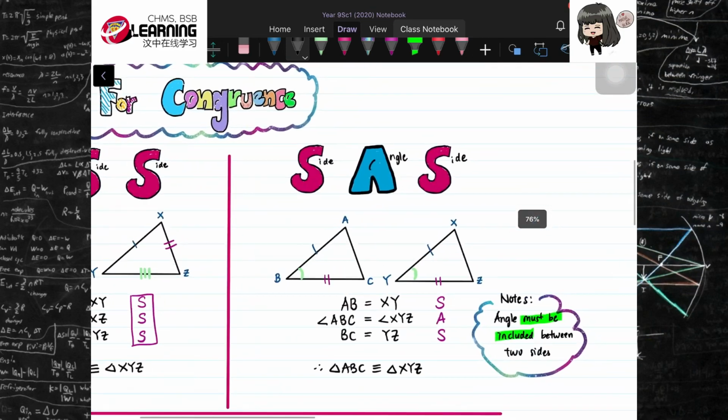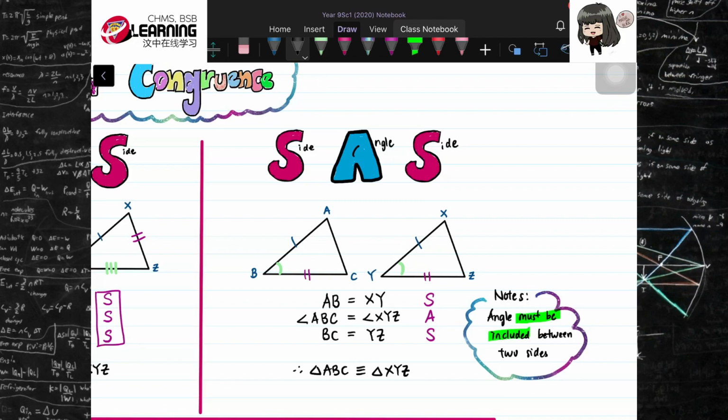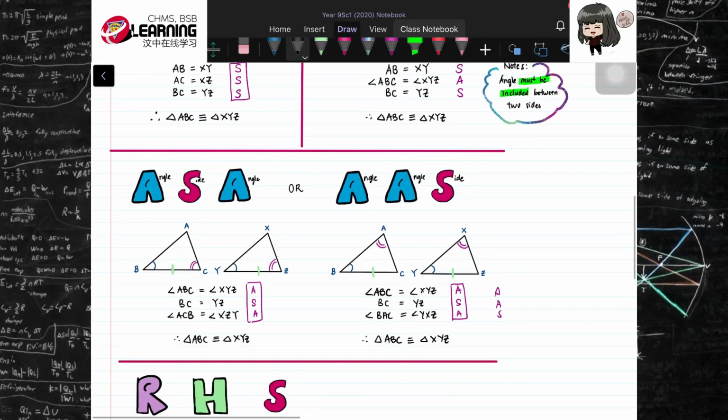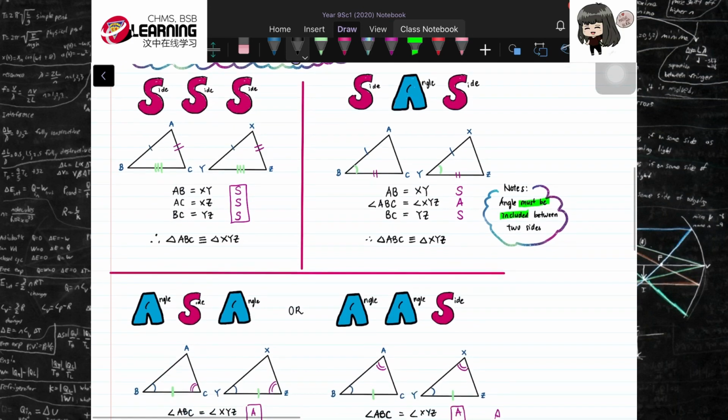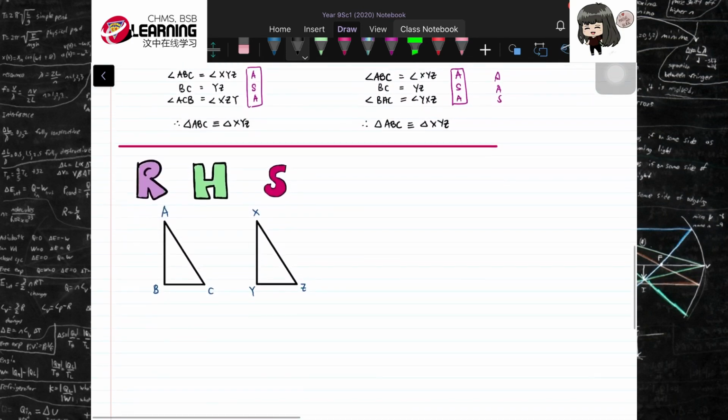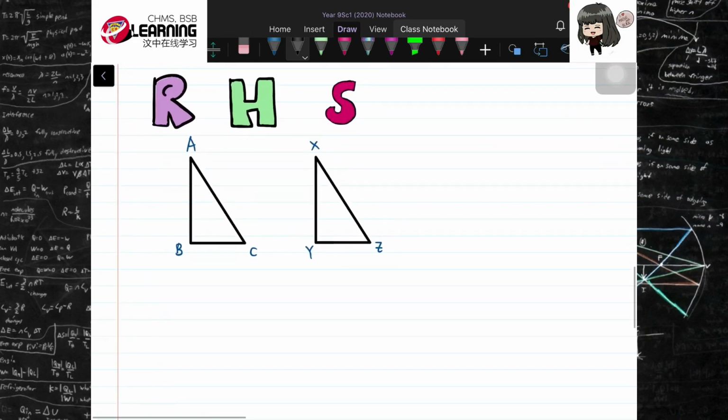Okay, except for SAS, it's a must. So we have tests for congruence here. We have three to prove that they are congruent triangles, and we have the last one, which we call RHS. RHS stands for right angle, the right angle, 90 degrees, and H here represents hypotenuse, and this S here represents side. Right angle, hypotenuse, and side.